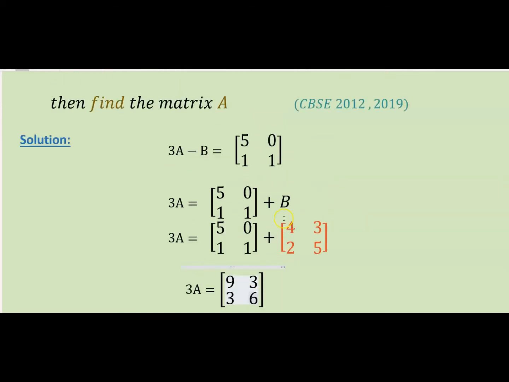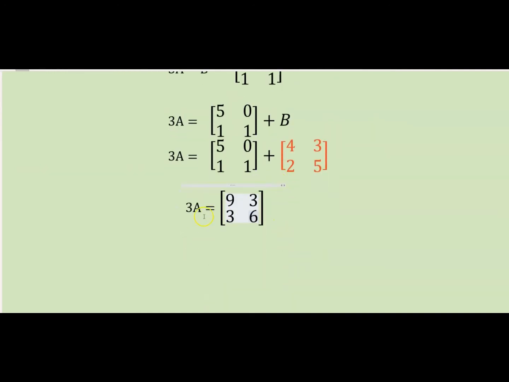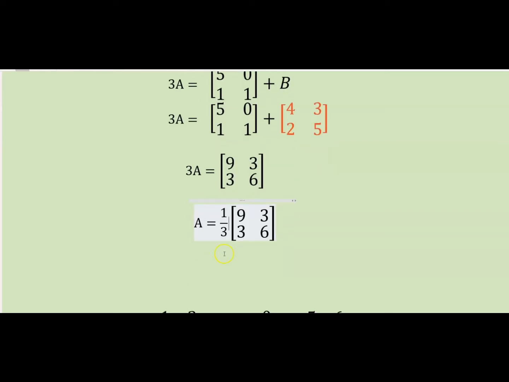Alright. Now we need to find out matrix A, but this is 3A. So dividing both sides by 3, this 3 by 3 cancelled, and there I am having 1 by 3. Now this is the scalar multiplication. After doing the scalar multiplication, you know how to do the scalar multiplication here. I am removing 1 by 3 from here and multiplying it inside with each and every entry.